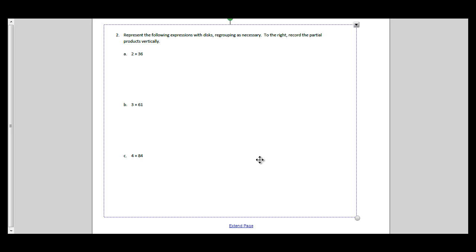All right, represent the following expression with disks. Regrouping is necessary. To the right, record the partial products vertically. Okay, so we're doing the same thing, only this time we have to draw our own place value chart. Okay, so we're going to do 2 times 36. If you feel like you can do this, you probably can do it better than I can because I'm making kind of a mess of it. If you feel like you can do this by yourself, go ahead and do it and then just check back with me and you can check your work.